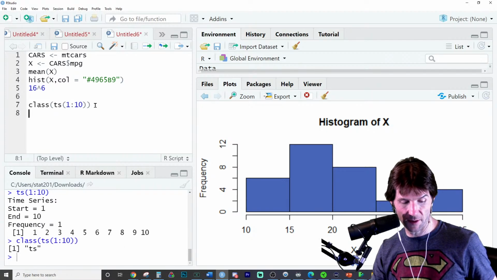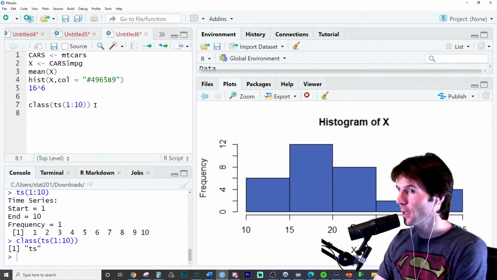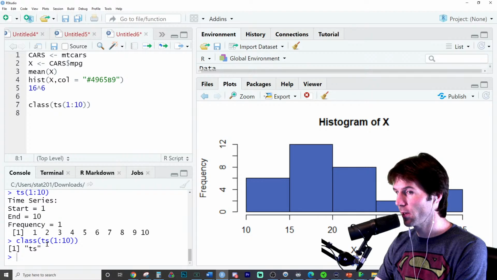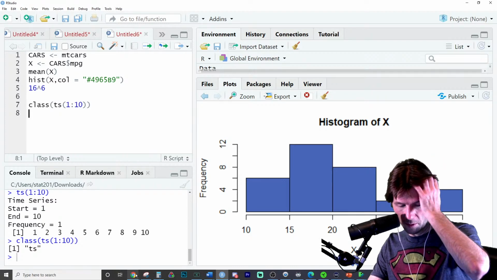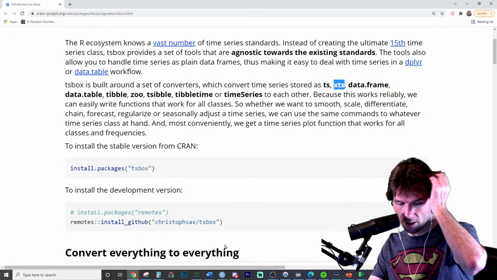We just actually talked about this. It's the class of an object. So this is the class of an object right here. I created a time series vector right here. I mean, not too interesting, but this is a class of an object right here. So we might start implementing this, Kayla.